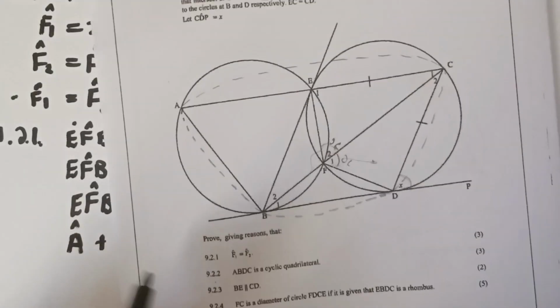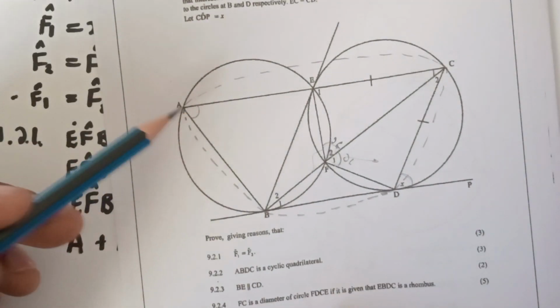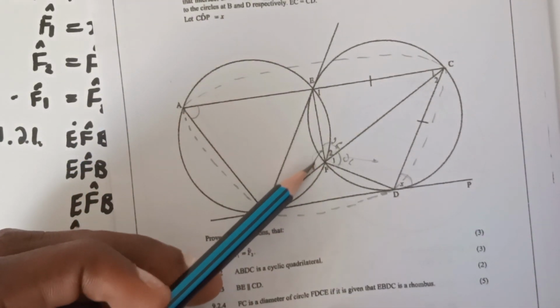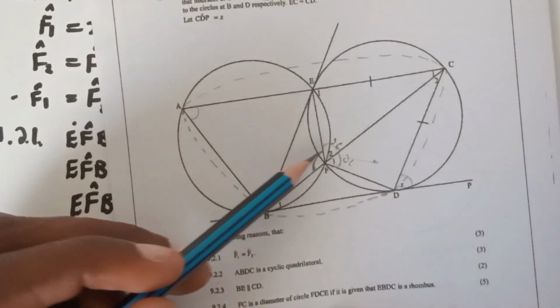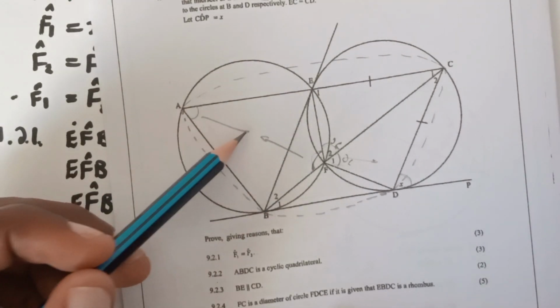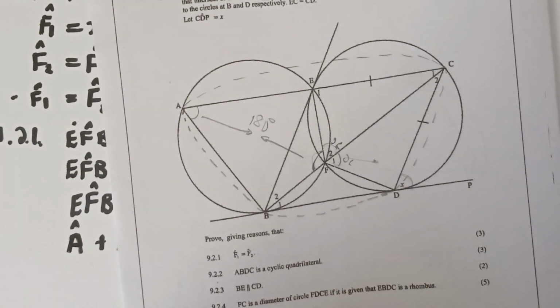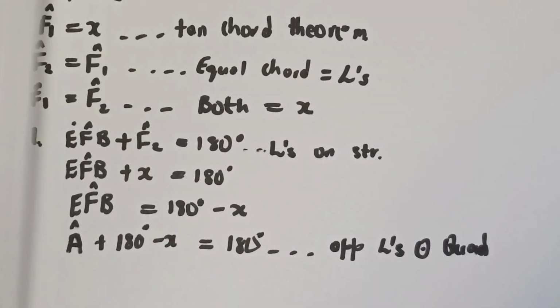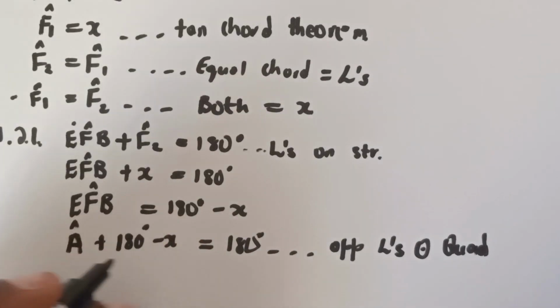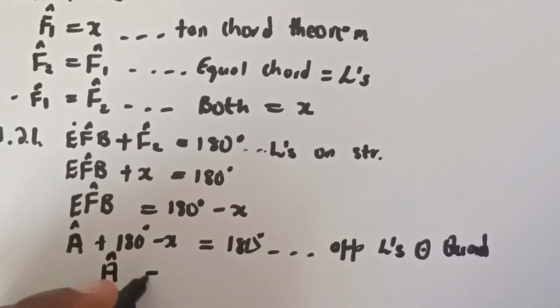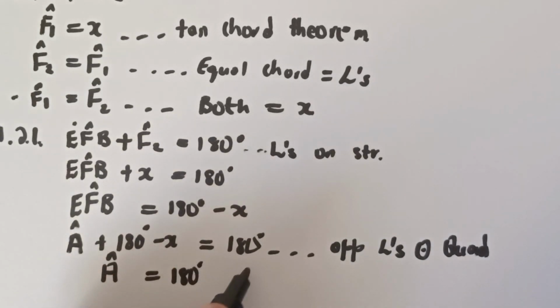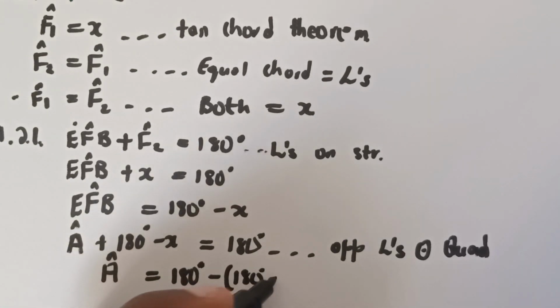So here is our cyclic quadrilateral. We are trying to find this angle from this angle. That is angle EFB plus angle A, they give us 180 degrees. And now let's find angle A. When we transpose this one to the other side, we are left with angle A equals 180 minus 180 minus x.